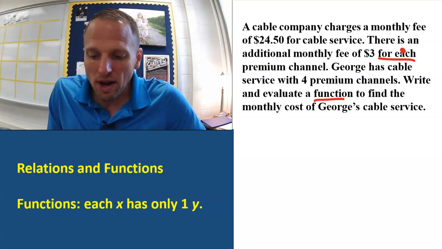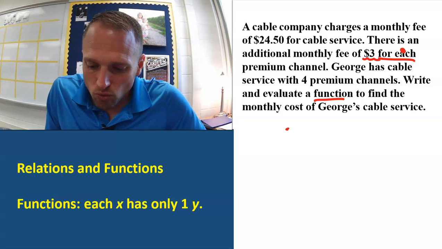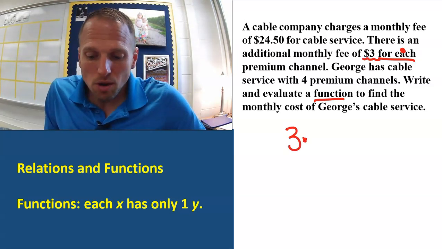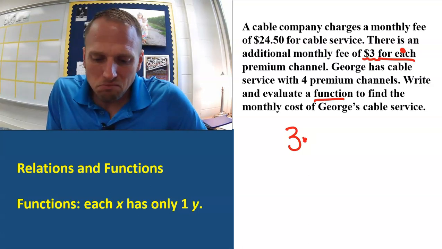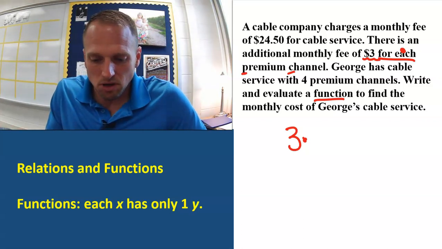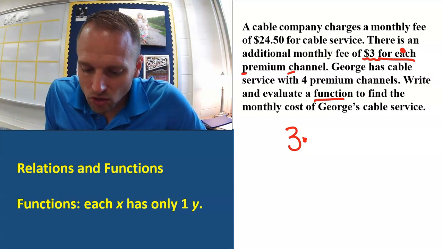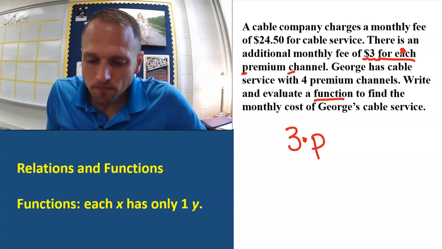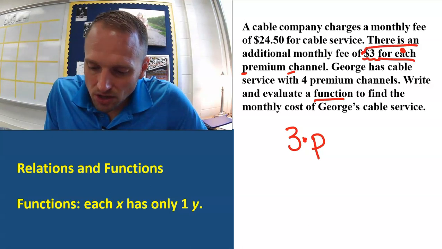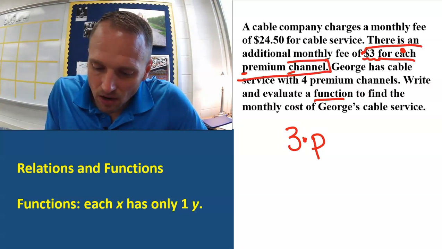So let's just write what this says here. $3 times for each premium channel. Now, let's just call it P or C. P for premium, C for channel. I don't care. Maybe I'll use a P. So 3 times P. But then, so that's all of this. We've got all of this taken care of.